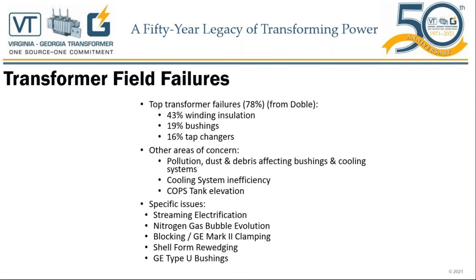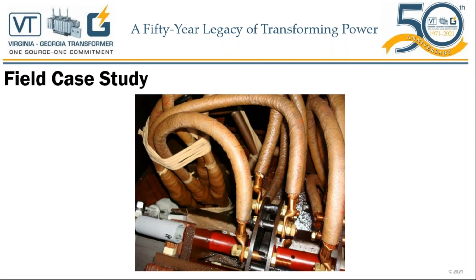Cooling system inefficiency, tank elevation, that's the conservator tank. Some specific issues could be streaming electrification, nitrogen gas bubble evolution, blocking some of the clamping. These are some old styles, but they have common factors. Shell form rewedging, or some of the old GE type U bushings, have been known to cause some failures in the field. I will share some field case studies here from some of the field failures that I have known or gotten involved in or heard from my colleagues in this industry.